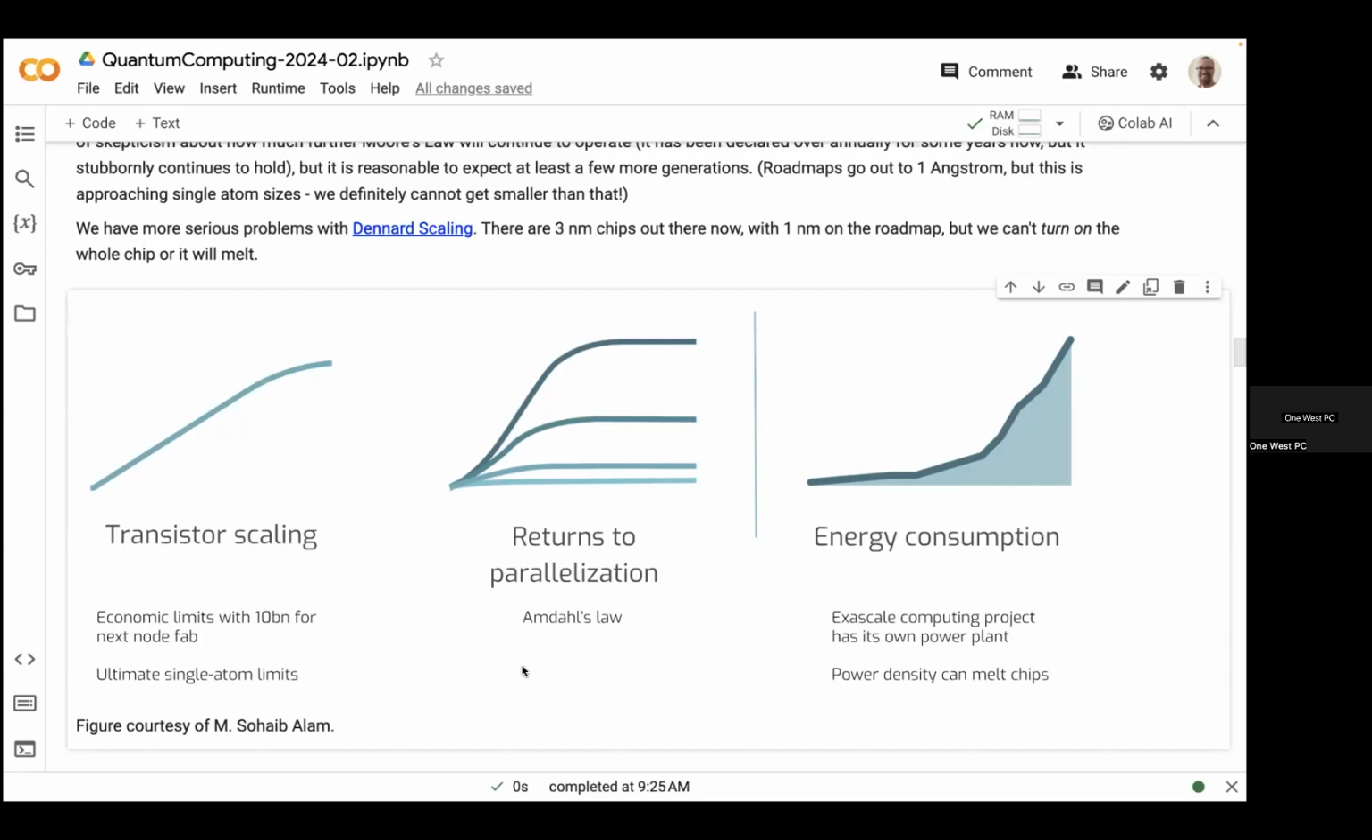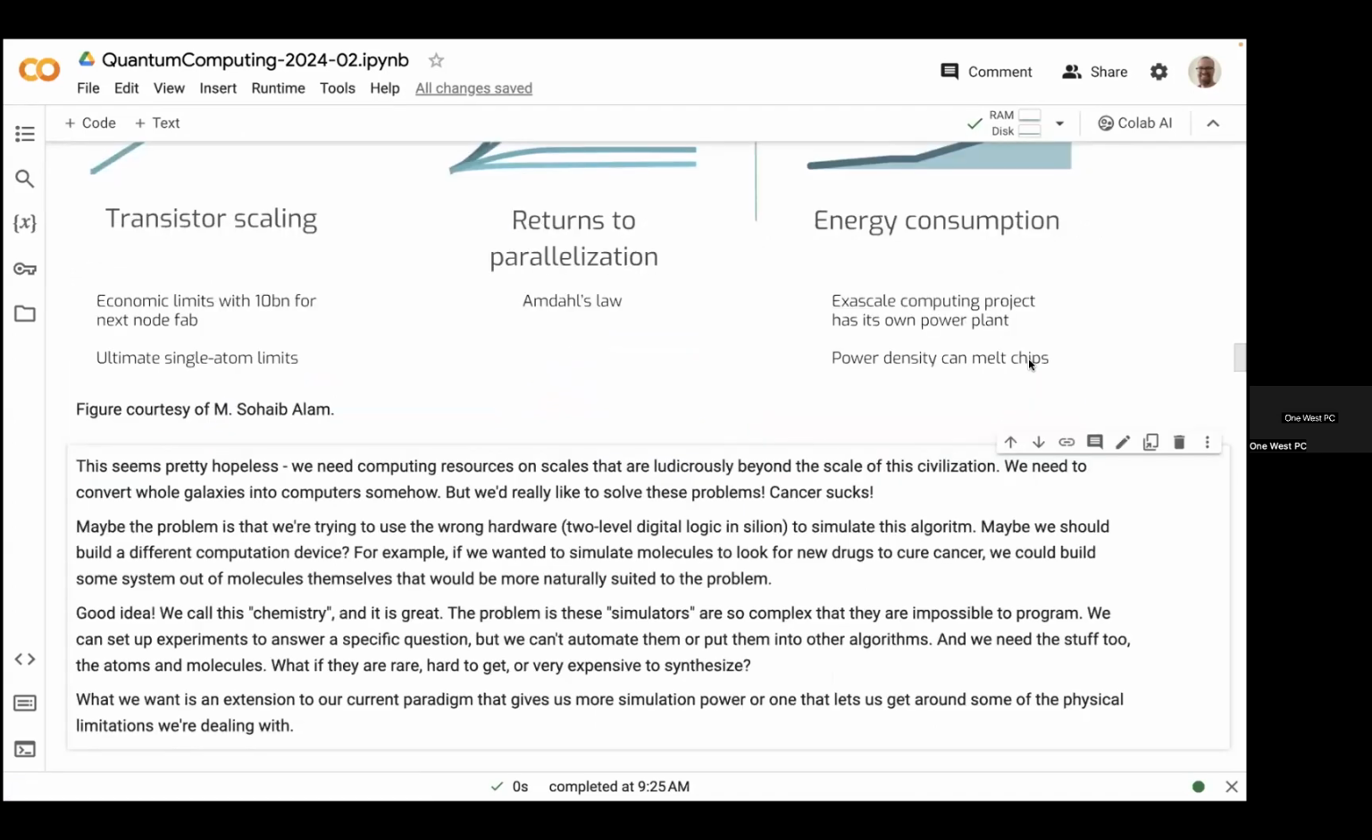And so here's some graphics showing problems with, okay, transistor scaling is starting to tail off. This is an algorithmic comment I'm not going to get into a lot of detail on, with parallelization. Energy consumption is a very big problem. Basically, power density can already melt chips. So the systems that we're using to do computation are really running into limits on the sorts of problems we would like to solve, for instance, computational chemistry. Right? So this is bad.